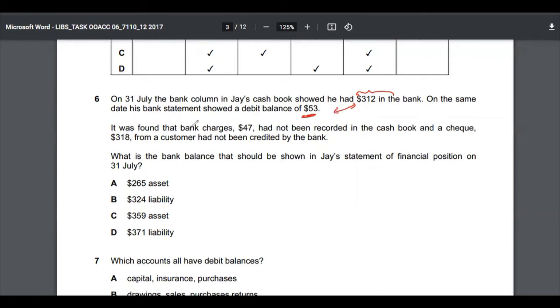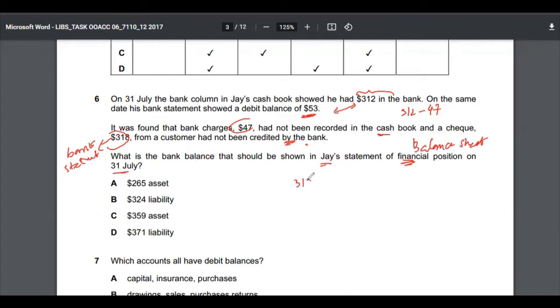So later it was found that the bank charges of $47 have not been recorded in the cash book, right? So Jay needs to reduce 312 minus 47, and a check of $318 from a customer had not been credited by the bank, right? So this error is in the bank statement, not in the cash book. What is the bank balance that would be shown in Jay's statement of financial position, which is basically the balance sheet of Jay on 31st July, right?